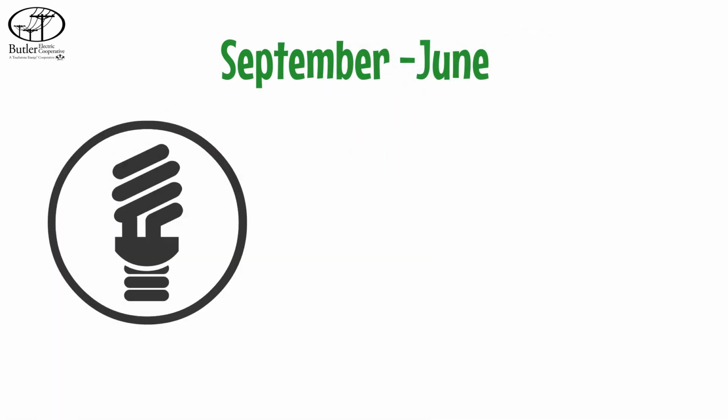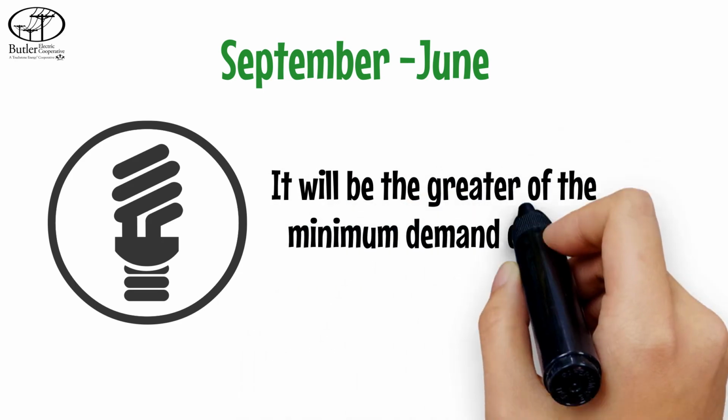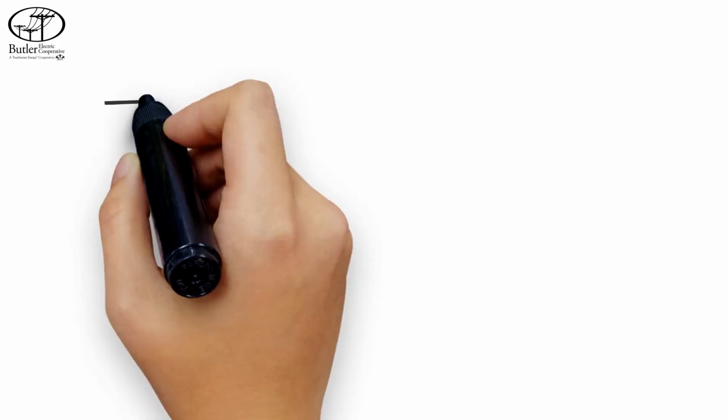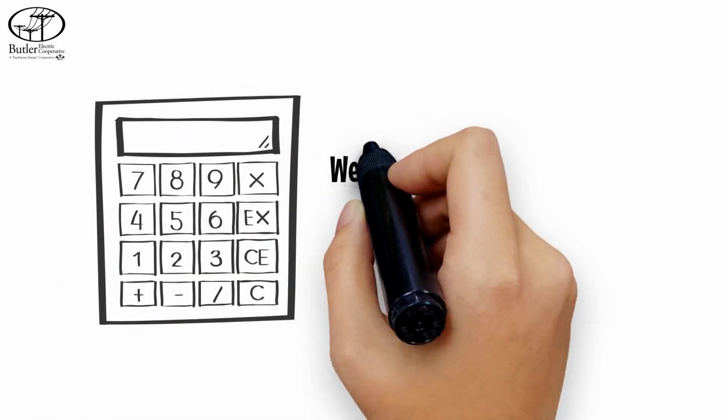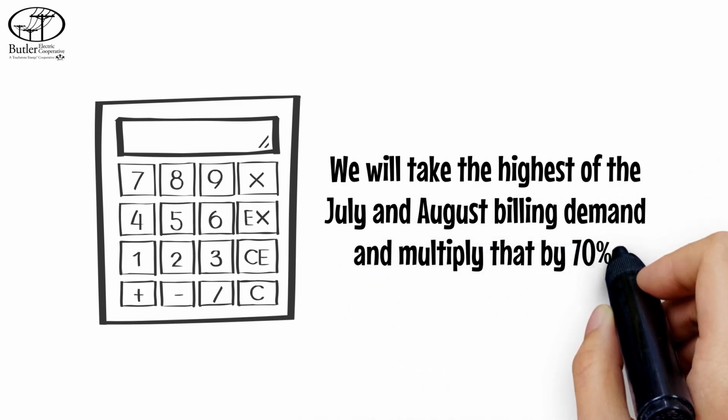For the months of September through June, your billing demand is calculated slightly different. It will be the greater of the minimum demand or the actual monthly demand. How do we calculate your minimum demand? We will take the highest of the July and August billing demand and multiply that by 70%.